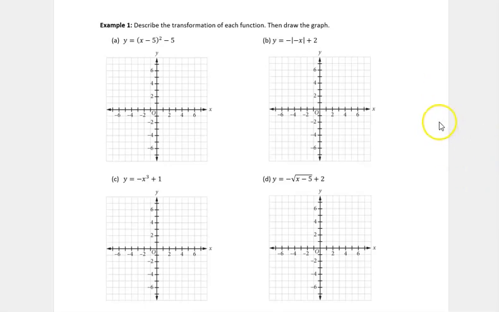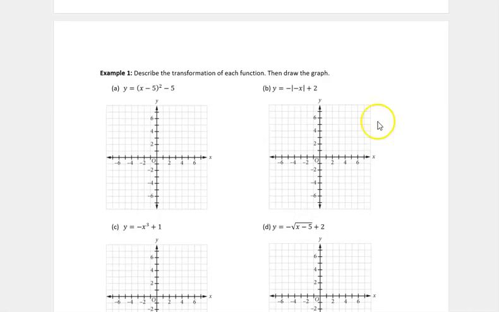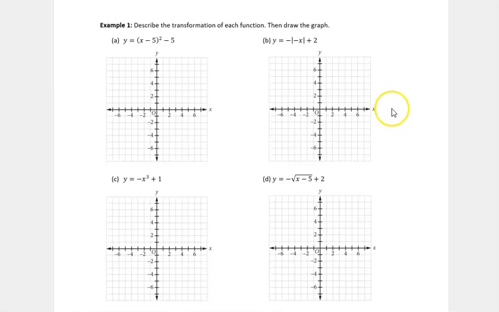So we have to know how to describe the transformations, and there's nothing really crazy going on here, right? We did a lot of this last class. So let's just go through and describe all of our transformations. Why not? So let's look at this one. We've got -5 on the inside. That's a right 5 and down 5.